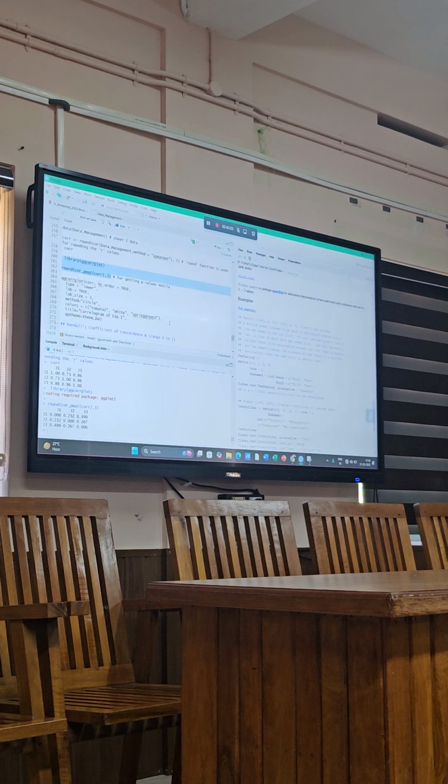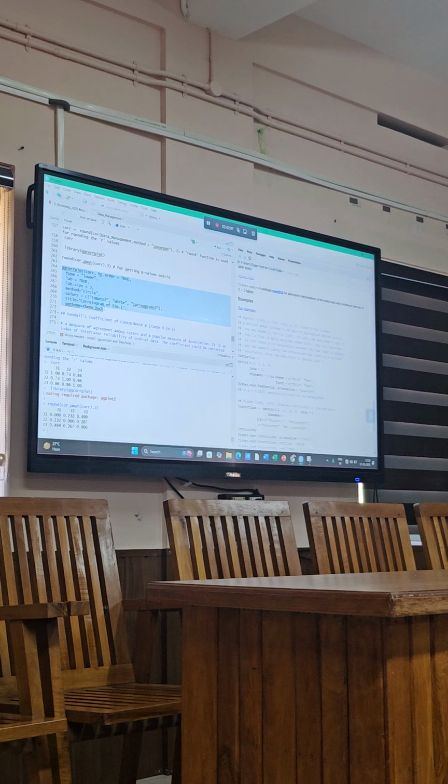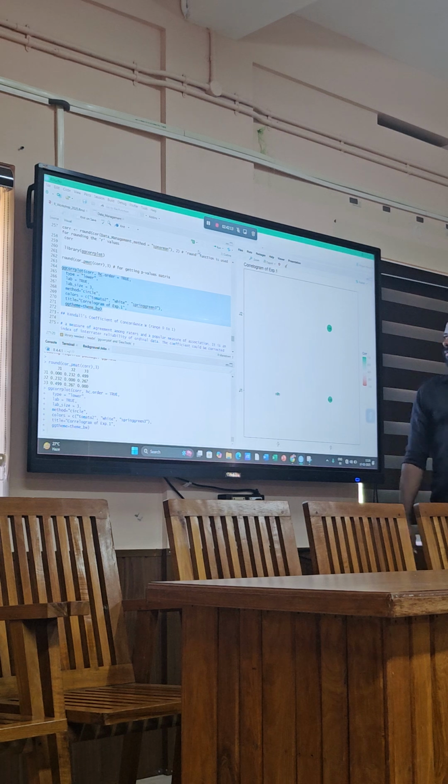Then coming to the correlogram. For that, first I am going to run 264 to 271, then I will explain each. So you can see that. This diagram is known as the correlogram. It's a beautiful diagram, right? Now look at the legend. What is this legend?